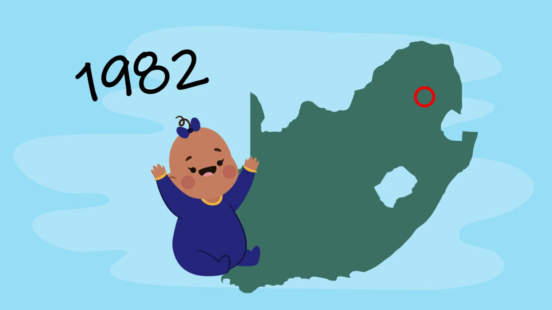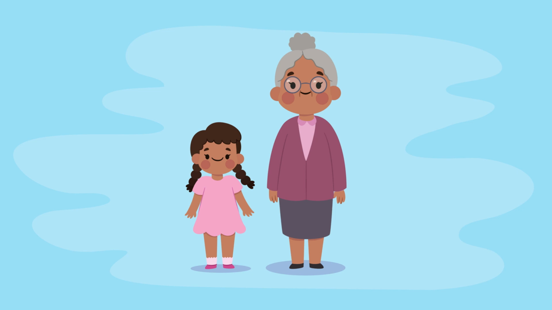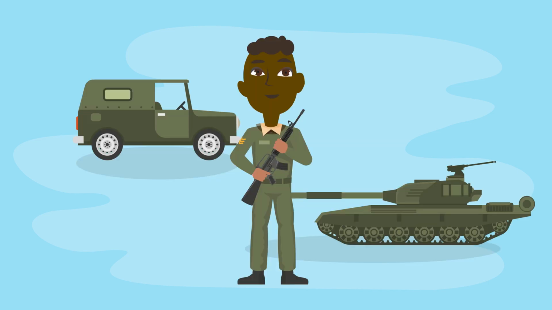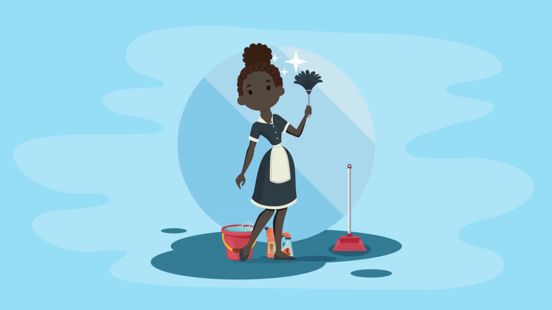Marie Sibande was born in Barberton in 1982 during apartheid in South Africa. Like a lot of black children back then, she was raised by her grandmother. She didn't know her father at all. He was in the SA Army fighting the war. She only met him when she was 16. Her mother left for Johannesburg to go and find work as a domestic.